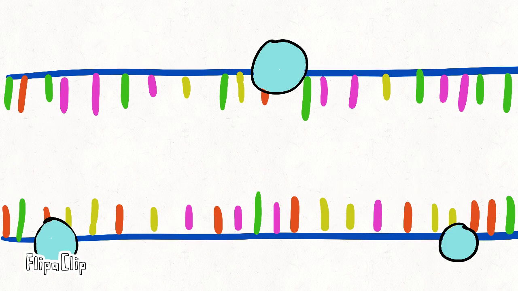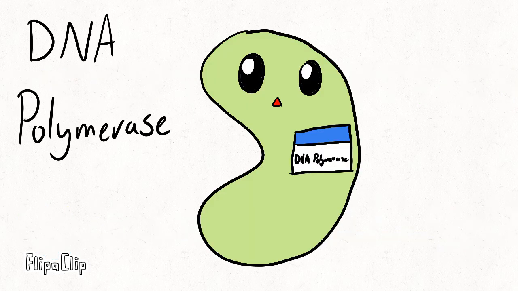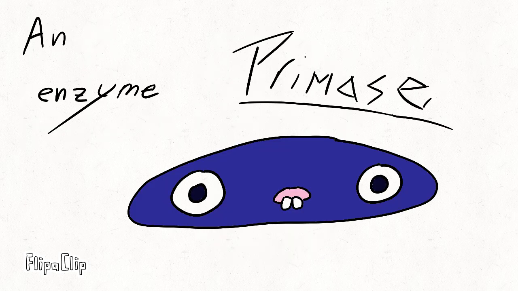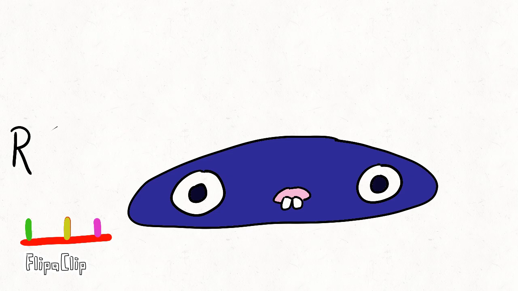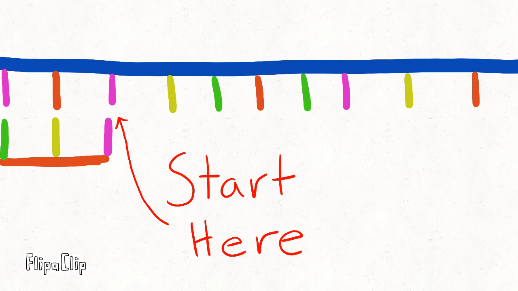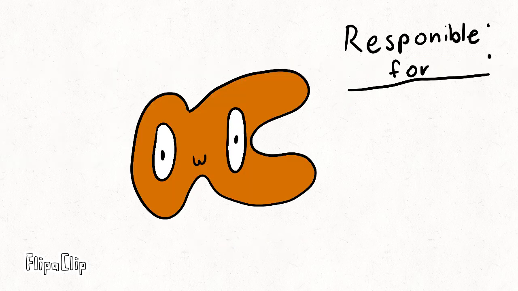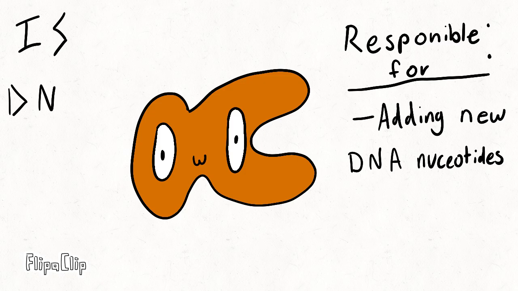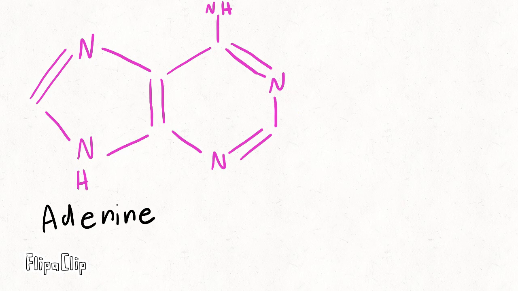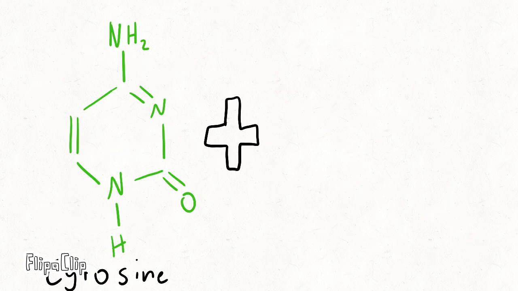Once the DNA strands are separated, synthesis of new DNA can begin. However, DNA polymerase cannot start a new strand on its own. Instead, an enzyme called primase synthesizes a short segment of RNA called an RNA primer, which provides a starting point for DNA synthesis. The main enzyme responsible for adding new DNA nucleotides is DNA polymerase III. This enzyme adds nucleotides only in the 5' to 3' direction, using complementary base pairing rules. Adenine pairs with thymine, and cytosine pairs with guanine.